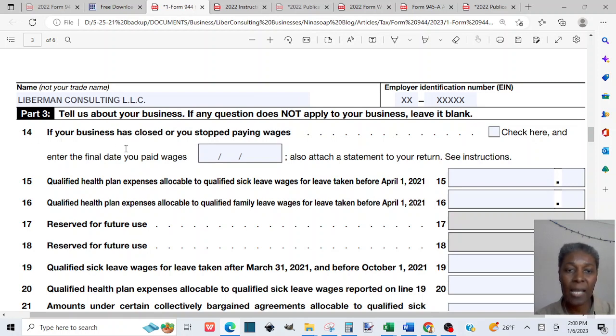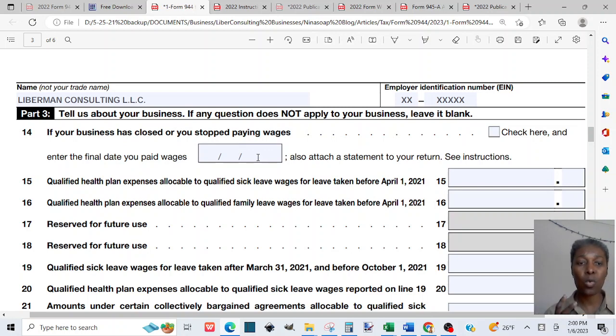If your business has closed or stopped paying wages, you check that box, otherwise you leave it alone. And then if so, you will enter when you last paid wages.